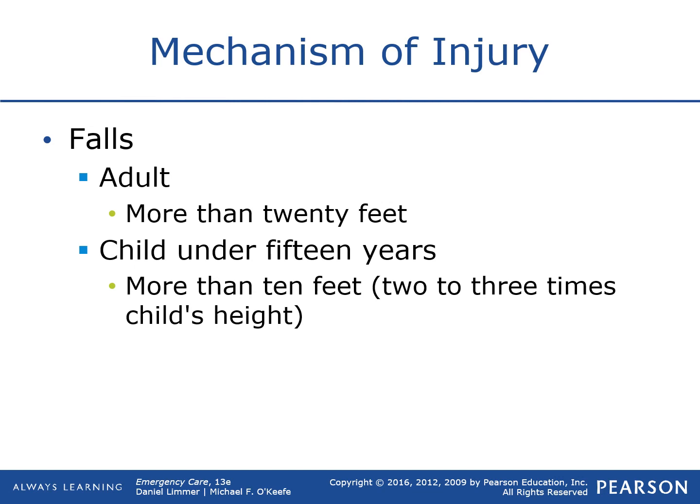So when we're looking at falls, they are a very common injury that we're called to, especially in the elderly population. We start to be very concerned about things we can't see when we have falls from great height. So our rule of thumb is any adult that has a fall from more than 20 feet, or children who are under 15 years old. When they're over 15 years old, they're considered an adult.